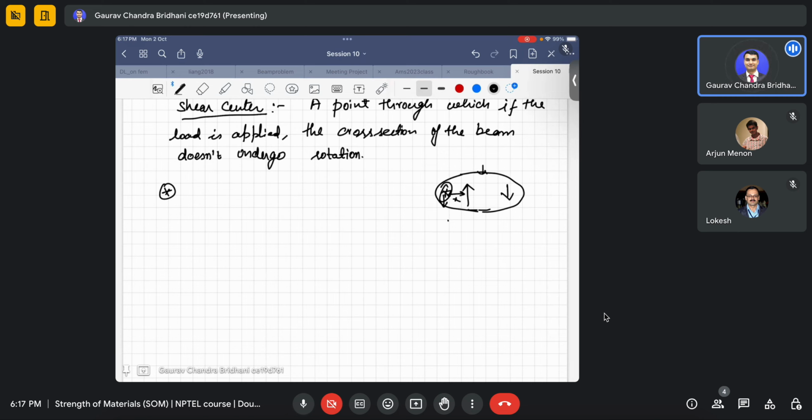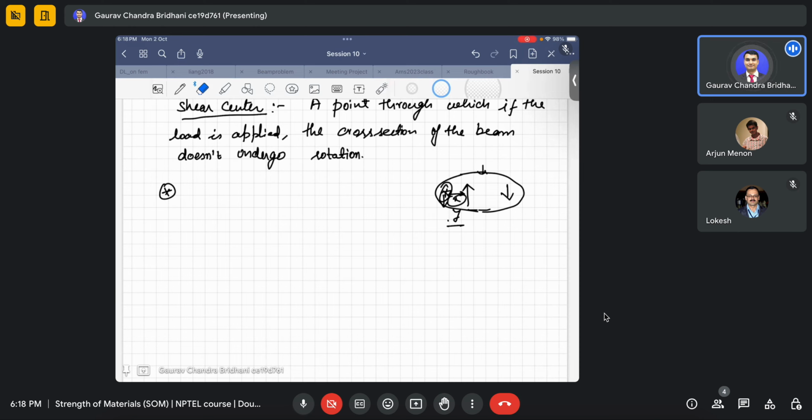When I put that 0, I find these values of x and y, and those are the coordinates of the shear center. So there is a way to find shear center, but the professor also has not dealt with that in this course, because it's a very first level course.